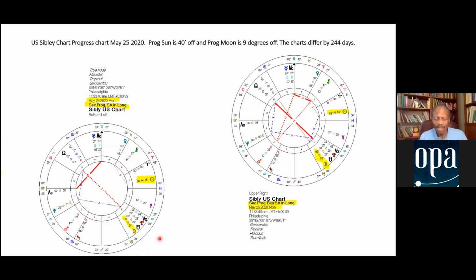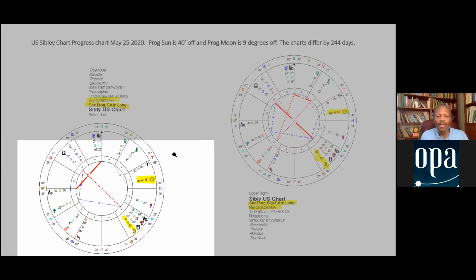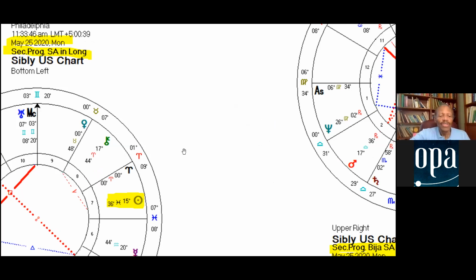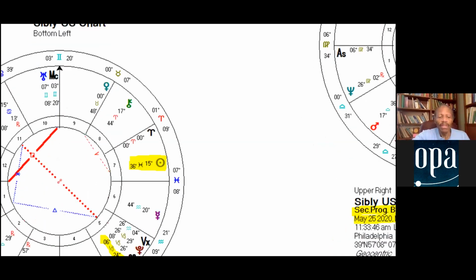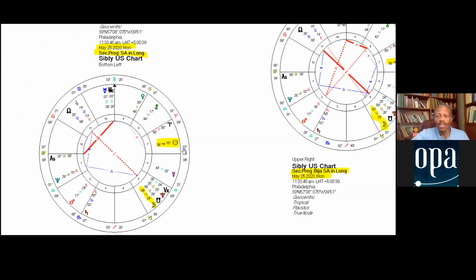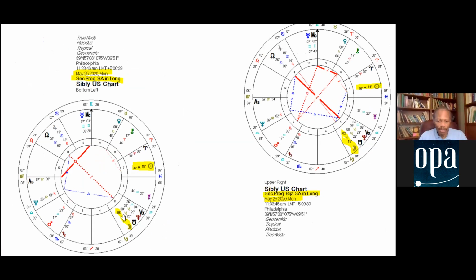off 9 degrees. So let's see if we can make this a little larger here. Let's blow this up a little bit. So here we see the progress moon is 24 degrees Capricorn in the standard solar method. And in the Bija corrected system, the progress moon is 15 Capricorn 02, so 9 degrees, very large, and 244 days off. And the progress sun is 14 Pisces 56 versus 15 Pisces 36.